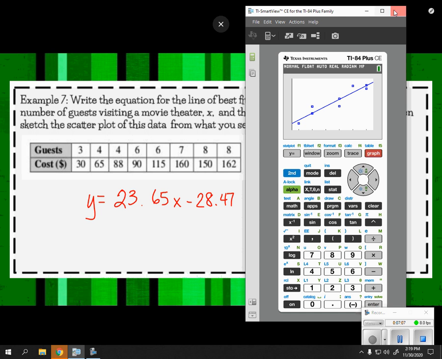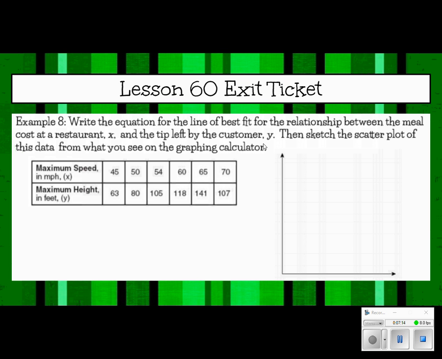All right, so let me clear this out. You're going to do example 8 as an exit ticket, and this is going to count for points in the grade book. I don't think I was very clear on that last time, so I'm going to be clear on that this time. This is for a grade. So please make sure that you do the exit ticket today.